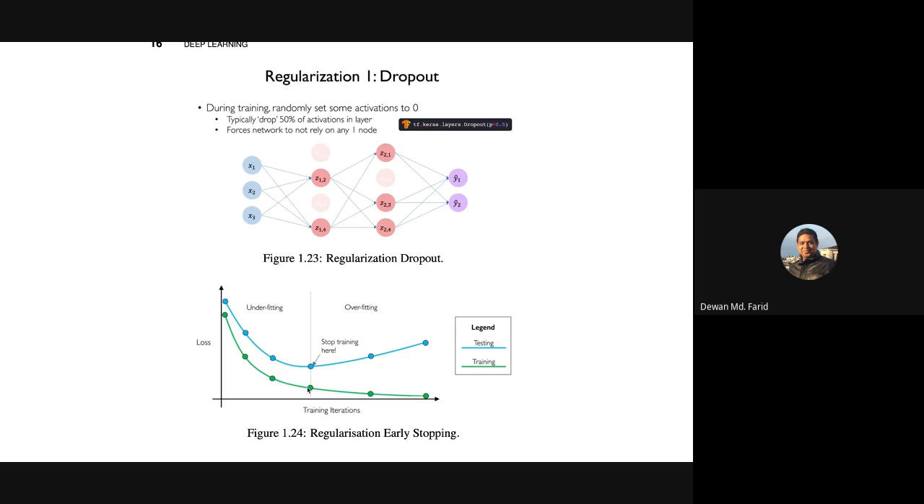And number two is we can train a network and also track the test data so that we can see when we have the minimum loss for the test data. But when the loss starts increasing, we'll stop training at that moment.